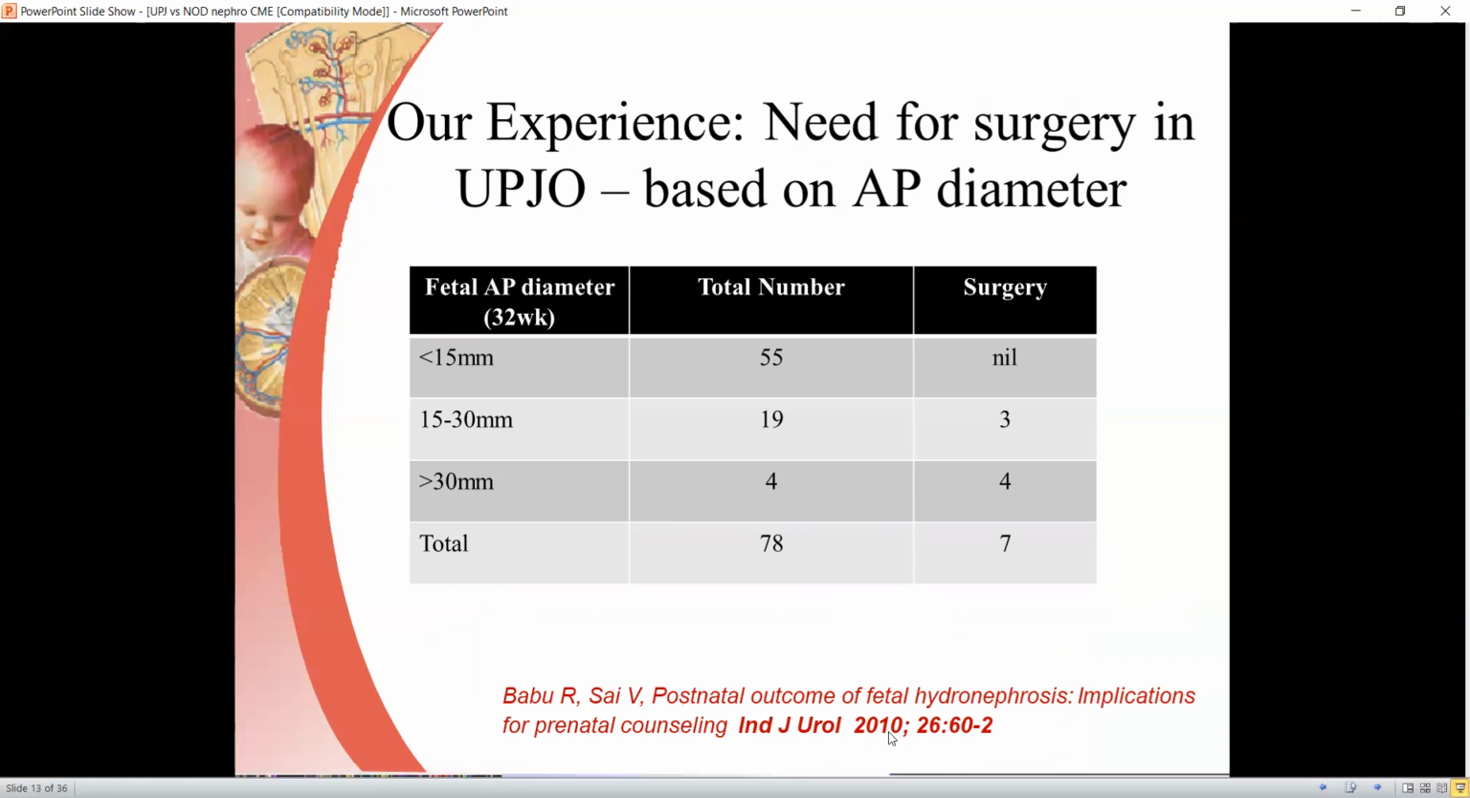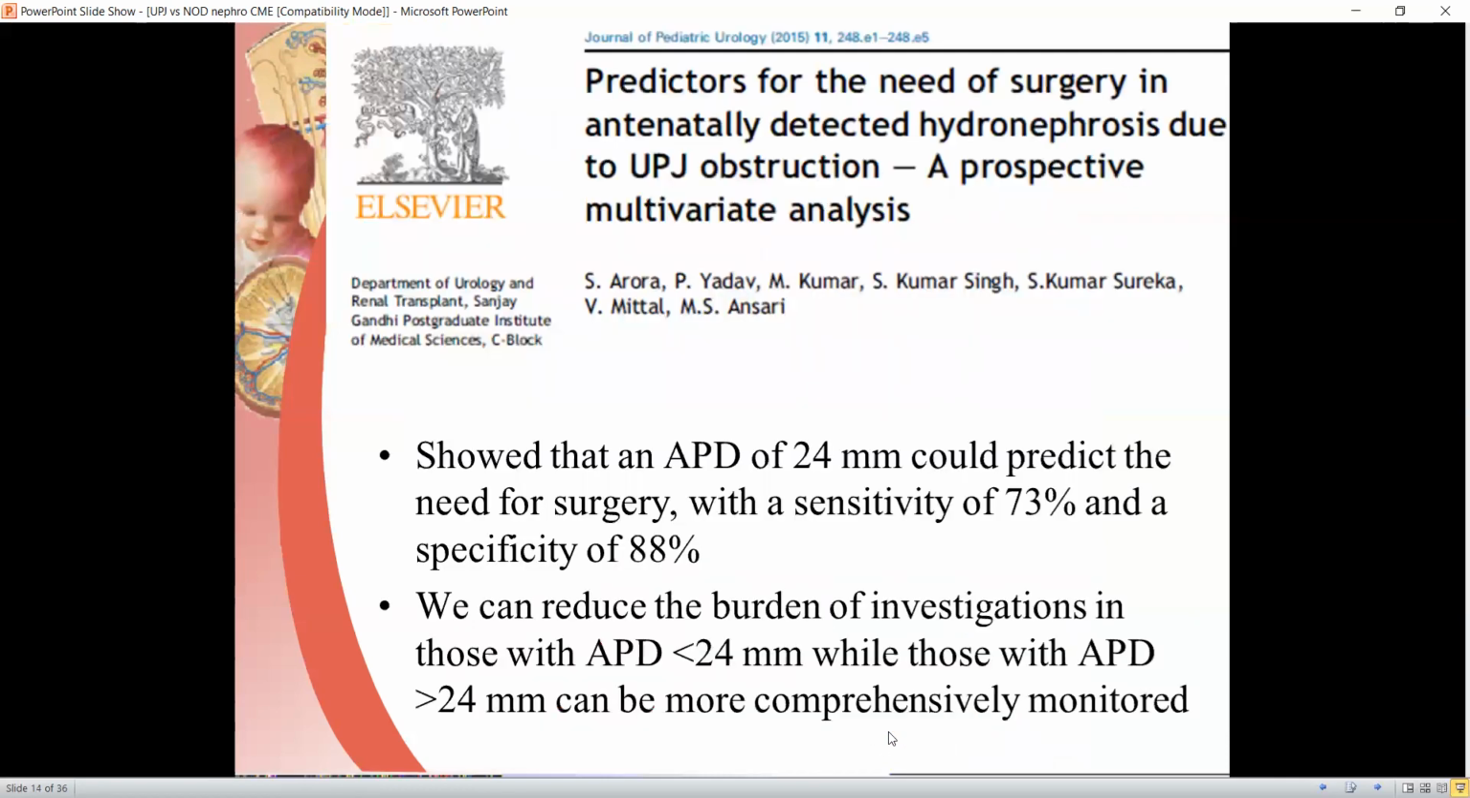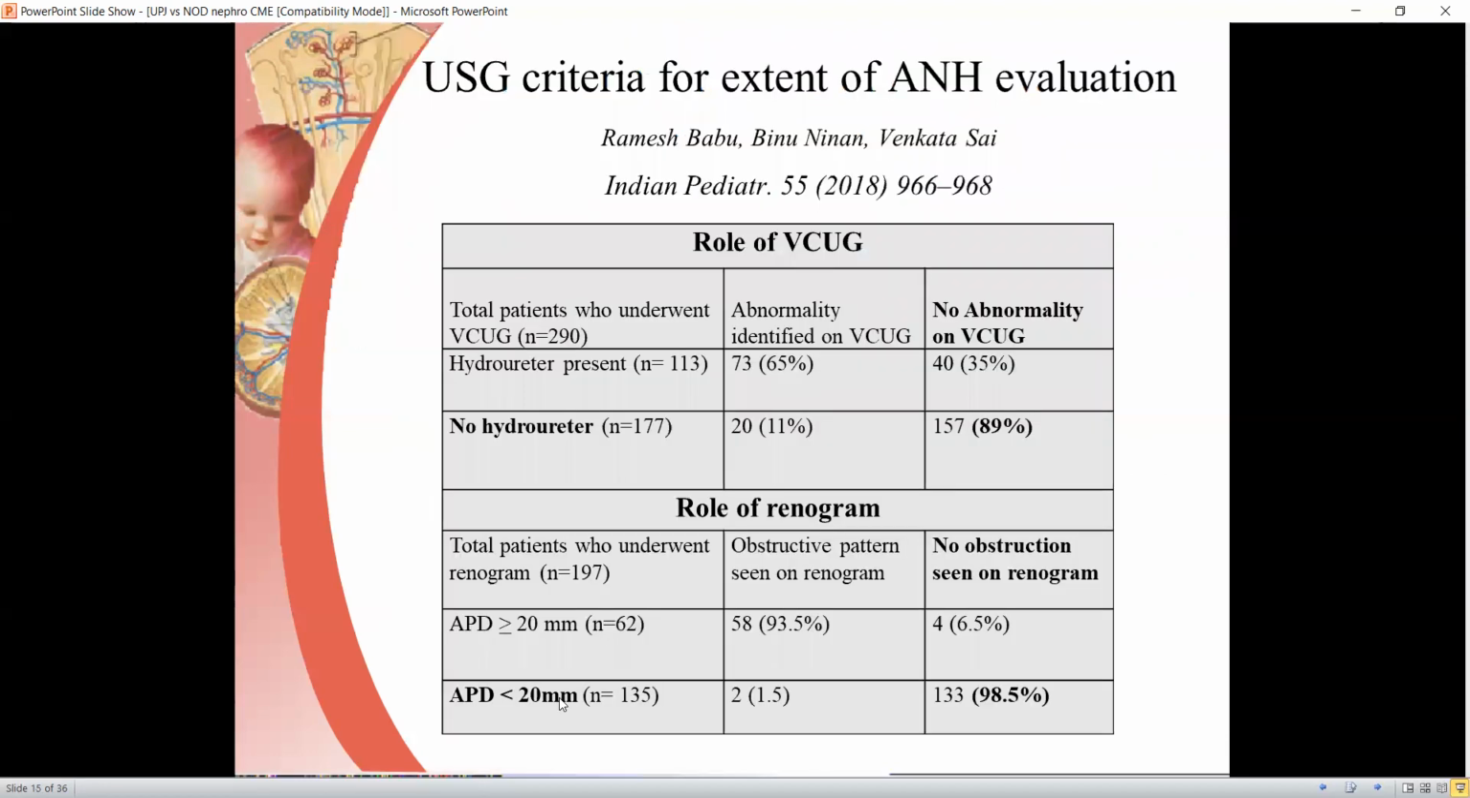And then we published this in the year 2010. Now, predictors for the need for surgery: the group from UPJO showed that an APD of more than 24 could predict the need for surgery with a sensitivity of 73% and a specificity of 88%. So they felt that in those less than 24, the burden of investigations can be minimized, but they didn't say that 24 millimeter is the one who needs surgery.